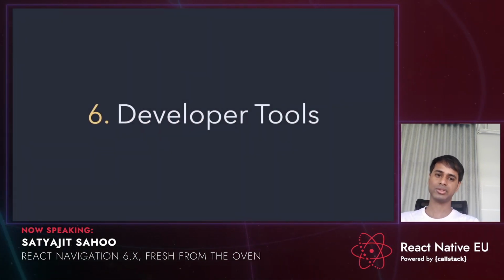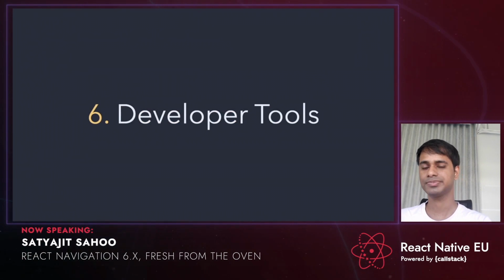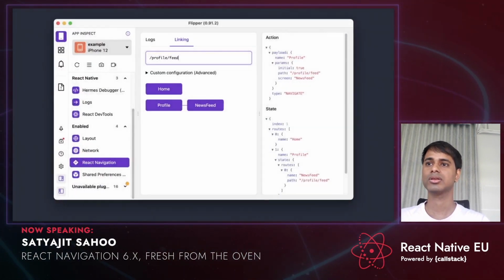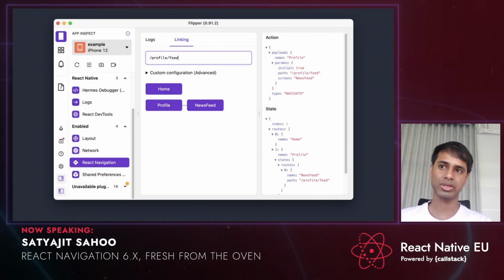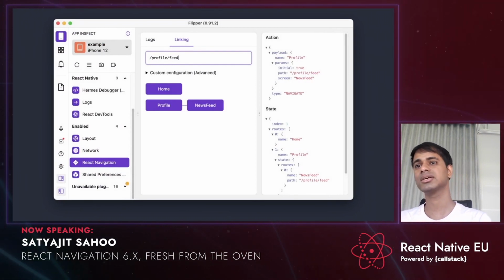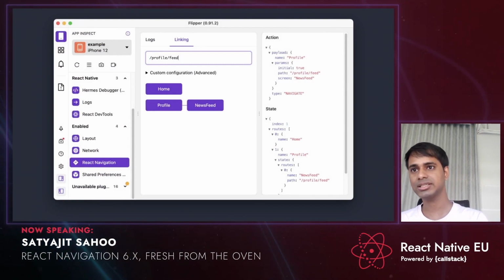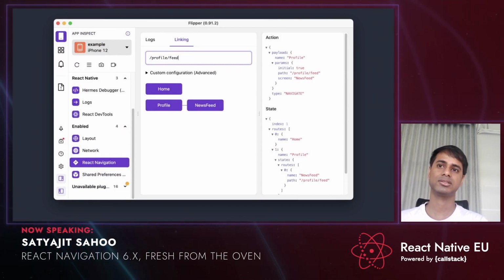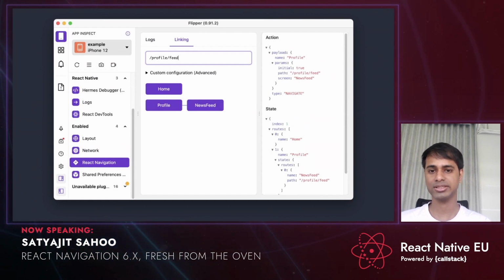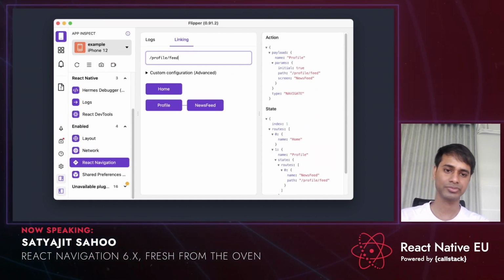So the next thing we wanted to improve is developer tools. Now we have a Flipper plugin for React Navigation. This is only working in React Navigation 6, but this plugin includes similar functionality to what's currently available in the Redux DevTools extension that we have.